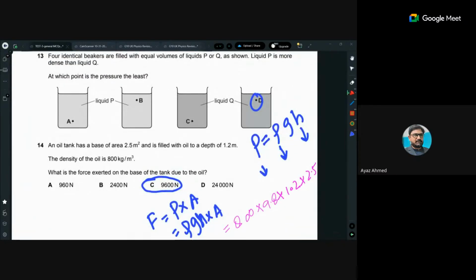Then question number 13 is related to pressure and density. It asks at which point the pressure is least. Liquid P has less density: the density of P is less than the density of liquid Q. Okay, you got it?